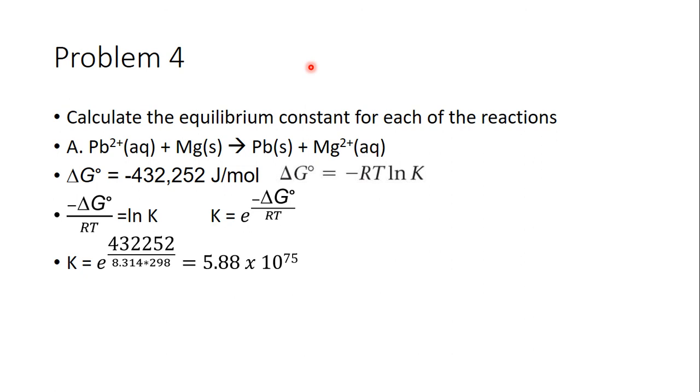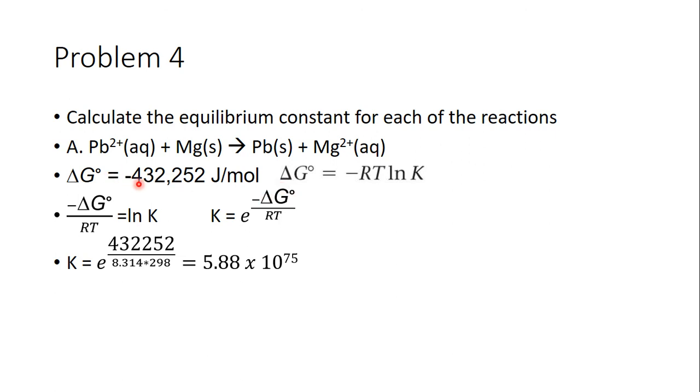Problem 4 is now calculating the equilibrium constant, and in A, for problem 4A, it's the same as 3A, so we already have delta G. And we have this equation that relates delta G and K. Delta G equals minus RT ln of K. So what I did was I rearranged stuff to get ln of K by itself: minus delta G divided by RT equals ln of K. Then I want to get K alone, so I need to get rid of the natural log. The way to get rid of a natural log is raise each side to the power of e. So K equals e raised to the power of minus delta G divided by RT.